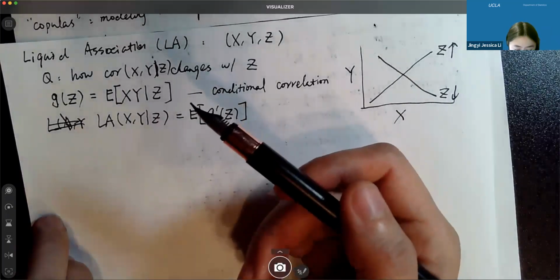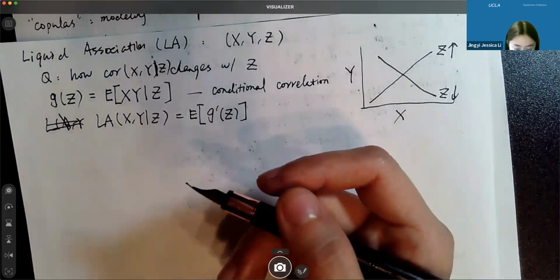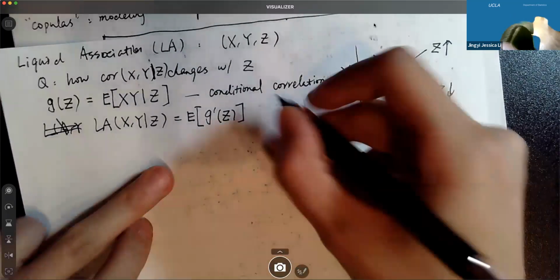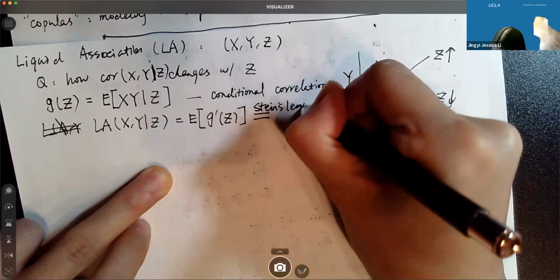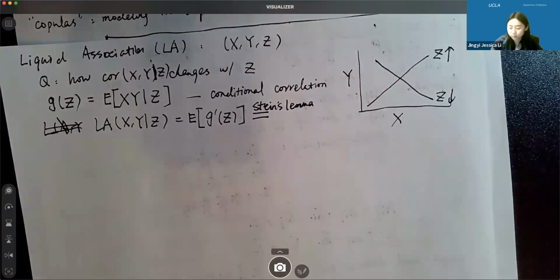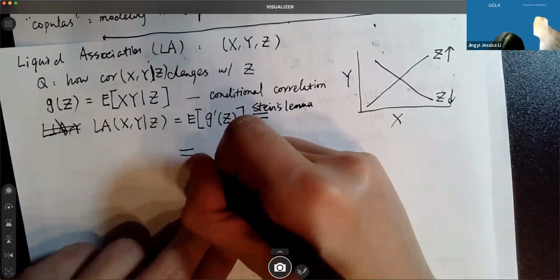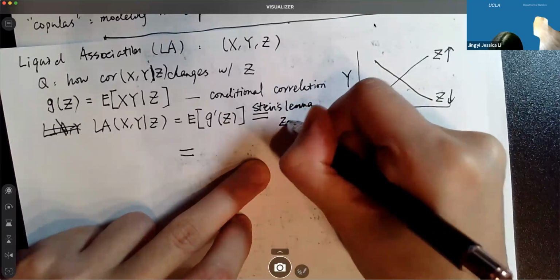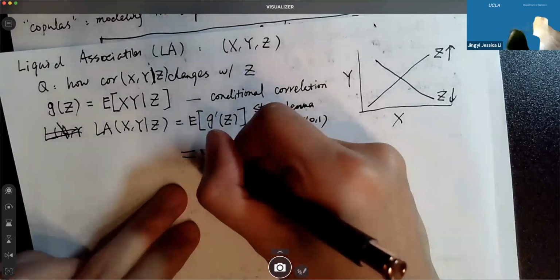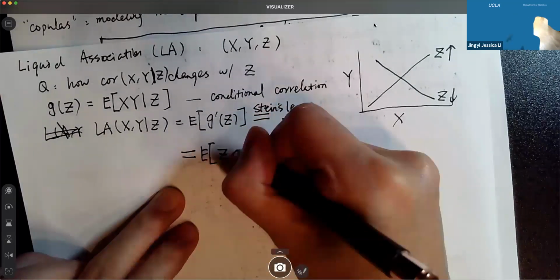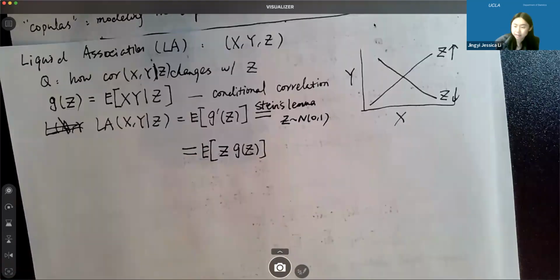Interestingly, we can show, using this definition, a very interesting result. This is called Stein's lemma. Stein was a former statistics professor at Stanford. He made several fundamental contributions to mathematical statistics, and this is one of them. Stein's lemma says this: if Z follows the standard normal distribution, then this expectation can be re-expressed as the expectation of Z times G(Z). That's the lemma result.